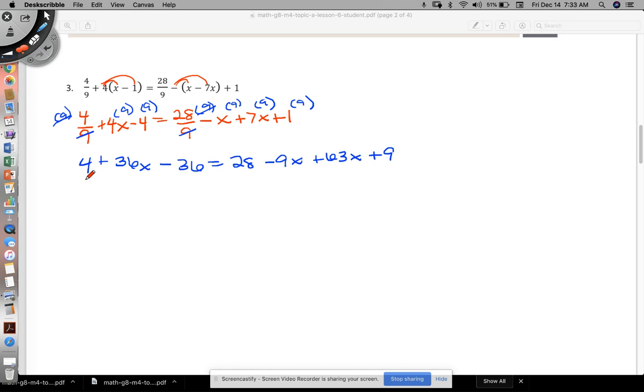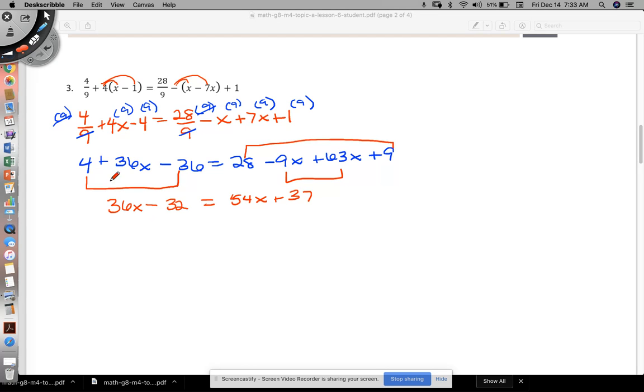All right, so I have a 4 and I have a negative 36. So I'm going to bring down the positive 36x here. If I subtract those two, I get negative 32. Okay, and over here, I'm going to go ahead and combine my two x's. So negative 9x plus 63x is going to give me 54x. And then I'm going to combine the 28 plus the 9, and that's going to give me 37.